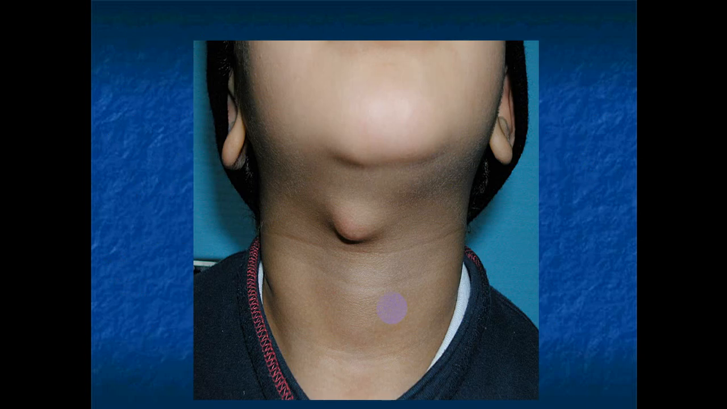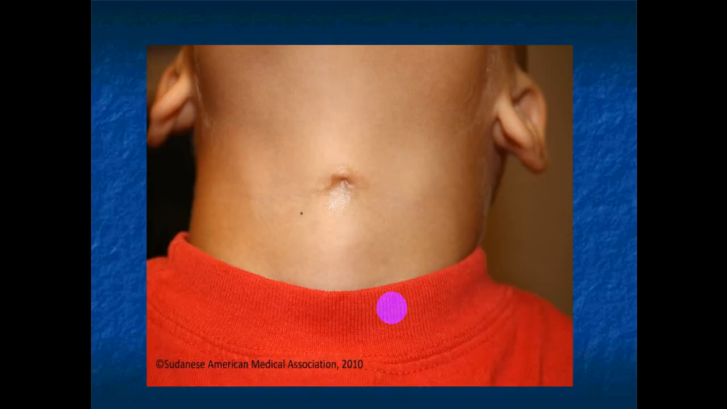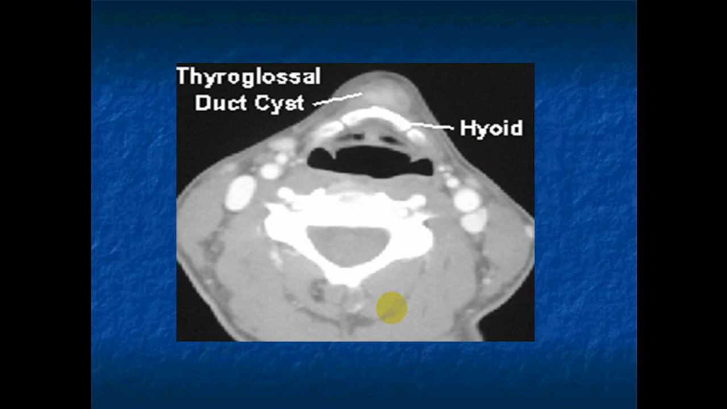This child presents with a midline cystic swelling, which is a thyroglossal cyst, and this is a thyroglossal fistula. Usually we do ultrasound of the neck. This is an axial CT scan of the neck showing a soft tissue mass at the level of the hyoid bone.